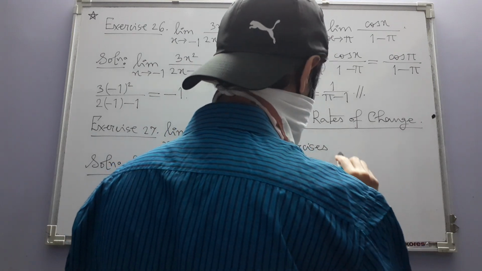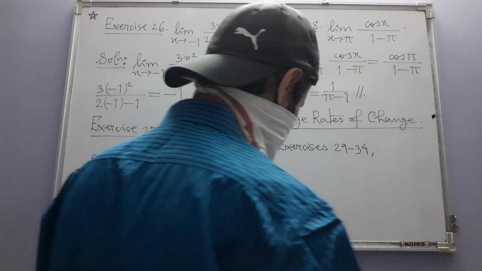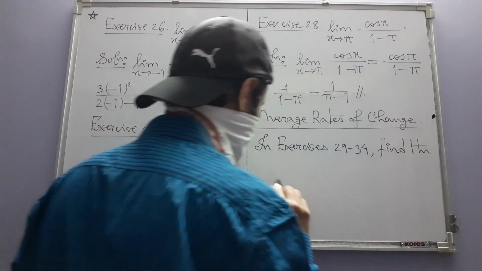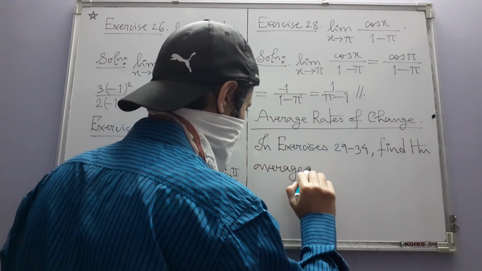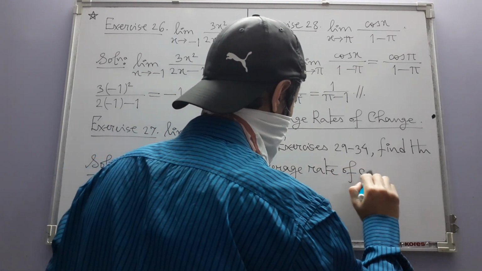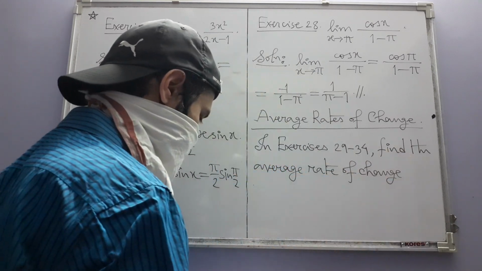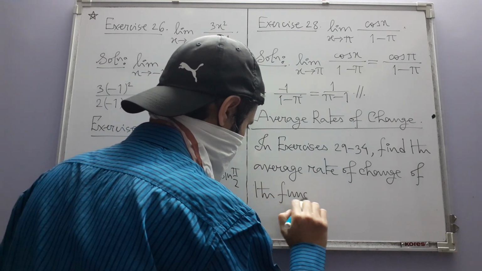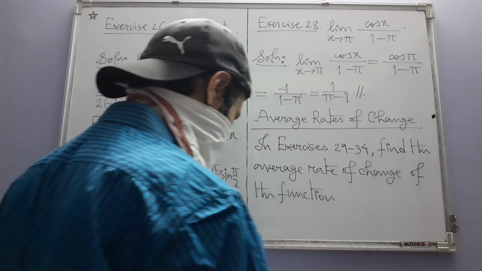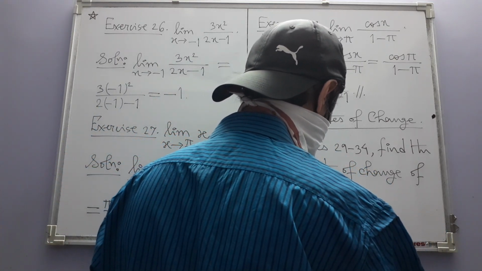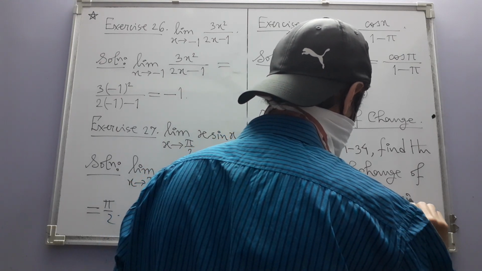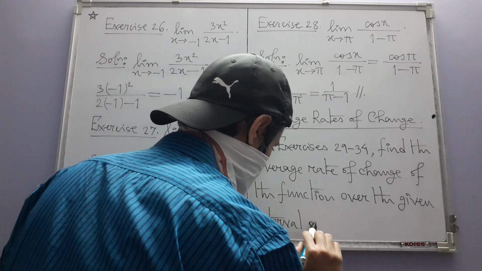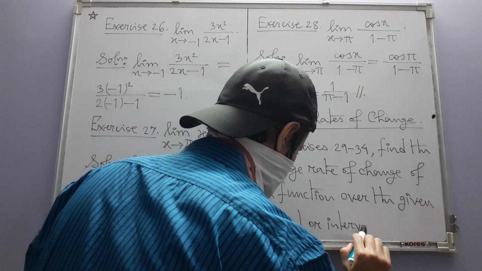In exercises 29 through 34, find the average rate of change of the function over the given interval or intervals.